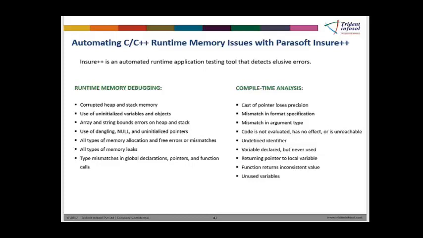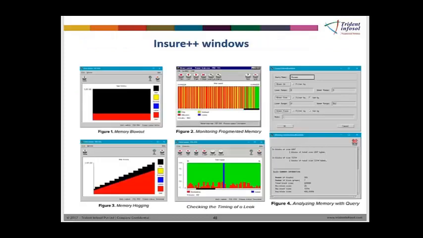The tool has a rich set of graphical windows. With the help of these windows, you can see how much memory is used for your application and how much is wasted, meaning leaked. All these can be seen in Ensure++. This tool is used in the host environment, not in the embedded environment. These are the windows you can see in the Parasoft Ensure++ tool: memory blowout, memory hacking, memory overuse, monitor fragmented memory, checking the timing of leaks, and you can also analyze the memory usage for your application.